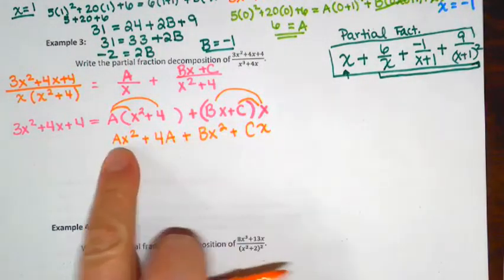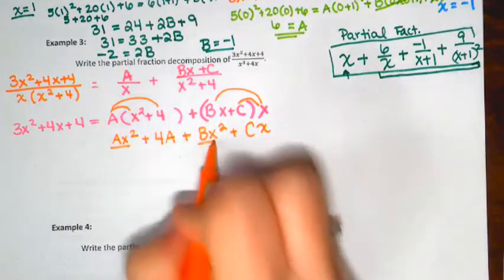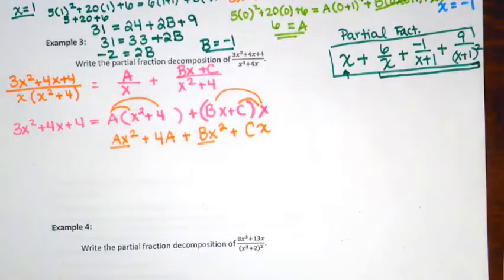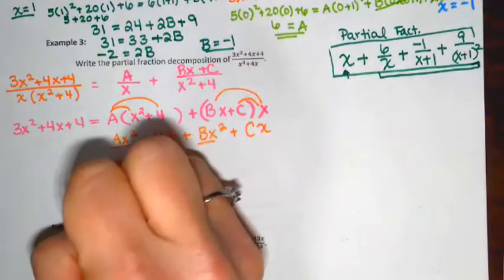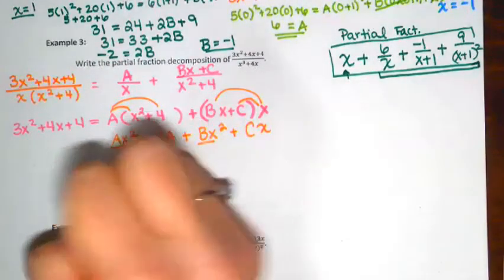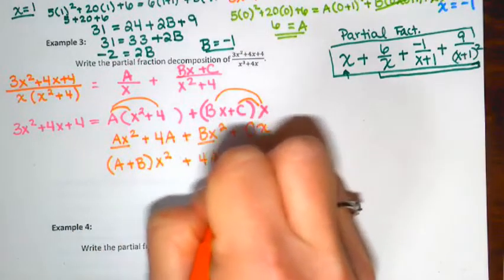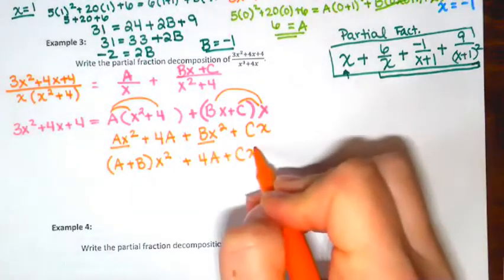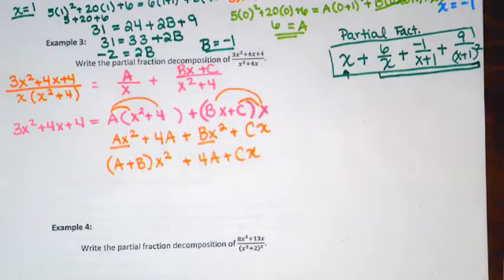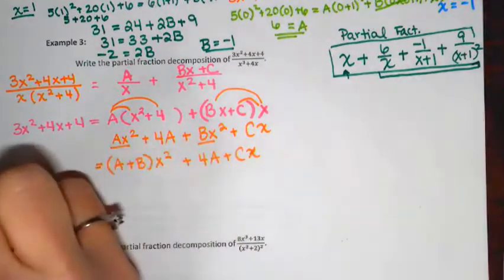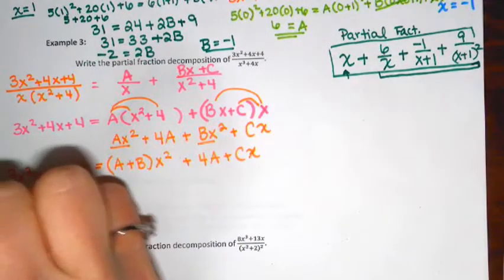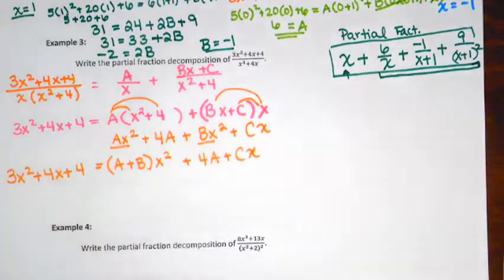Do you notice how ax squared and bx squared, I could technically add those together? They're like terms, aren't they? Because a and b are supposed to be numbers. So could I write that as a plus b times x squared? You guys okay with that? Does that make a little bit of sense? Okay. And we know this all equals 3x squared plus 4x plus 4.